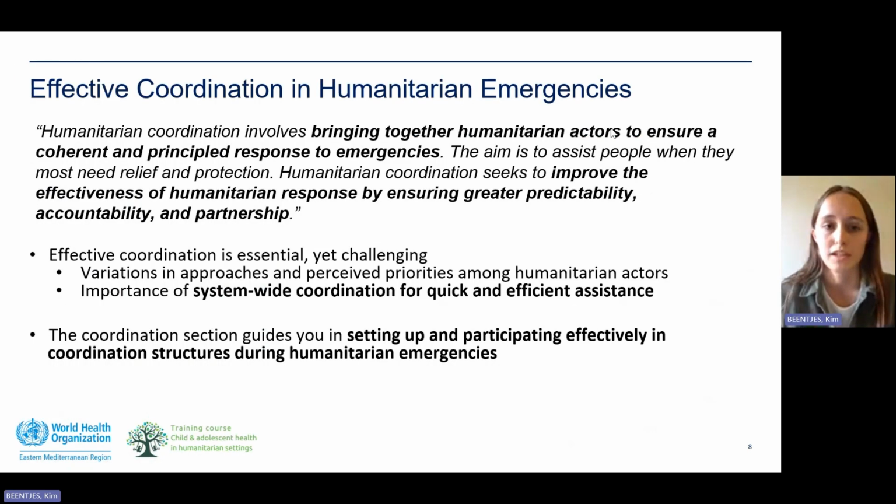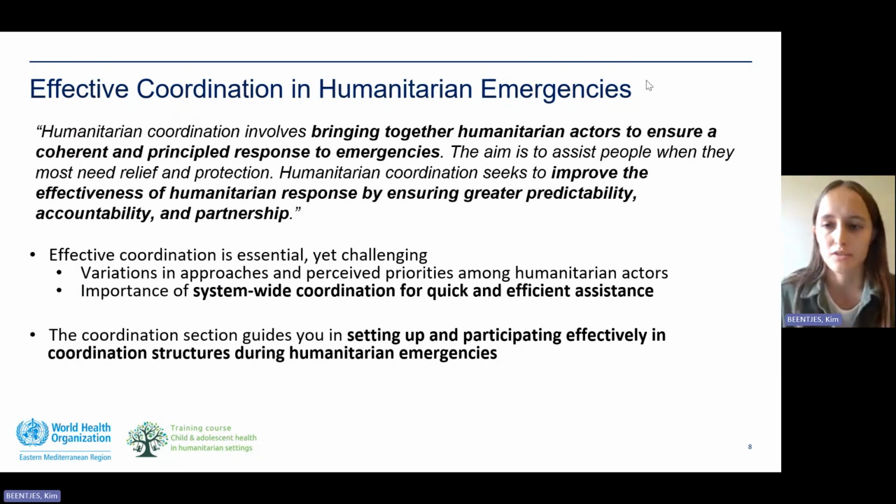Then I will move on to coordination. Humanitarian coordination involves bringing together humanitarian actors to ensure a coherent and principled response to emergencies. And here the aim is to assist people when they need relief and protection. Humanitarian coordination seeks to improve the effectiveness of the humanitarian response by ensuring greater predictability, accountability, and partnership.